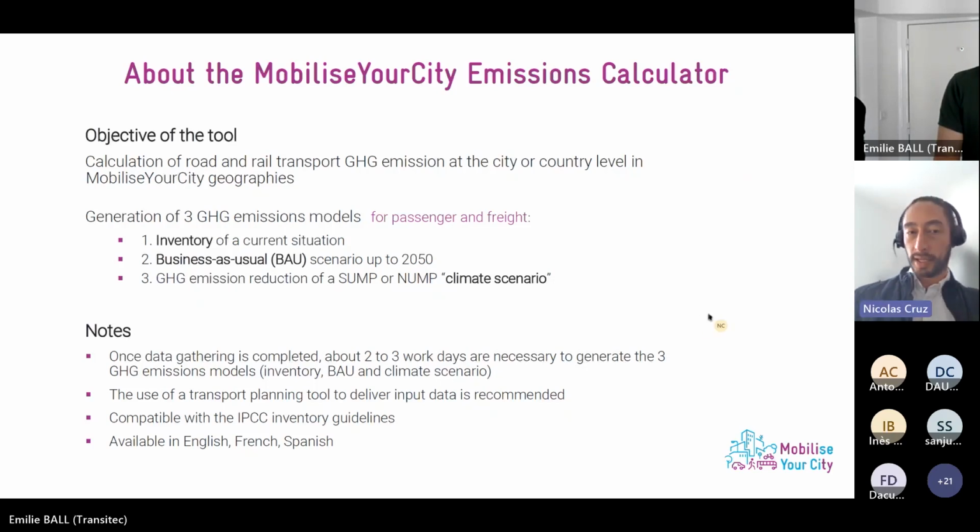Also, the use of a transport planning tool to deliver input data is recommended, for example to use it in the framework of developing a SUMP. The tool is compatible with the IPCC inventory guidelines, the ones that the UN climate secretariat uses to report on emissions. And the tool is available in English, French, and Spanish.